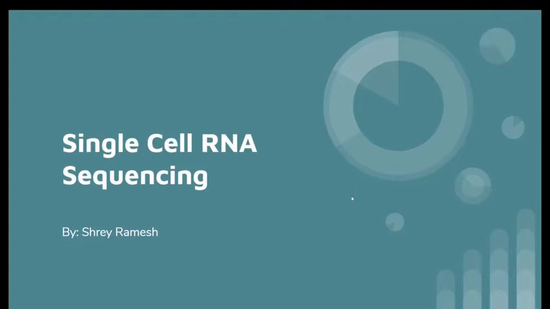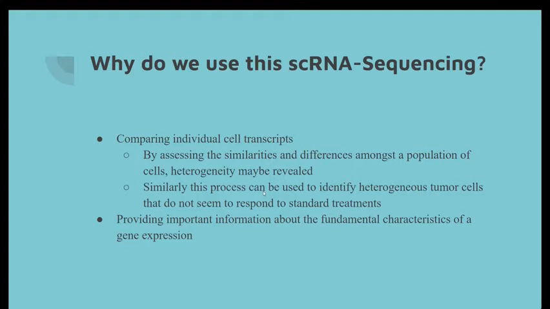There are essentially two main reasons why single-cell RNA sequencing may be used. The first being to compare individual cell transcripts for signs of heterogeneity. Specifically, transcriptional differences between cells can help identify rare cell populations, like malignant tumor cells that would otherwise not be detected in bulk RNA sequencing methods. The second is to provide important information about the characteristics of certain gene expressions. This includes the identification of co-regulated gene modules and even gene regulatory networks that underlie heterogeneity in specifying cell types. However, for simplicity purposes, we will focus on finding signs of heterogeneity in certain cells.